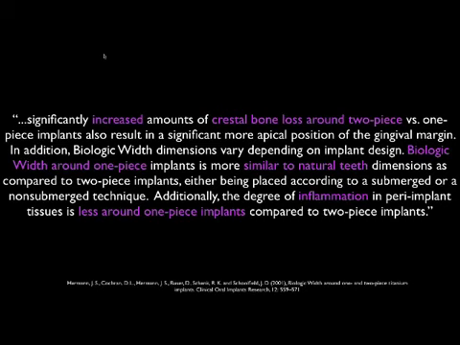Biologic width dimensions vary depending on implant design, and that had to do with where that rough to smooth interface was. Biologic width around one-piece implants was more similar to natural teeth, and there was less inflammation around the one-piece implants compared to the two-piece implants. Clearly, though, in dentistry today, we don't use one-piece titanium, at least not commonly, because they're really difficult to restore. We would need to hide the metal to get to an aesthetic outcome, or place these implants so far palatally or lingually, they would be really, really impossible to restore.